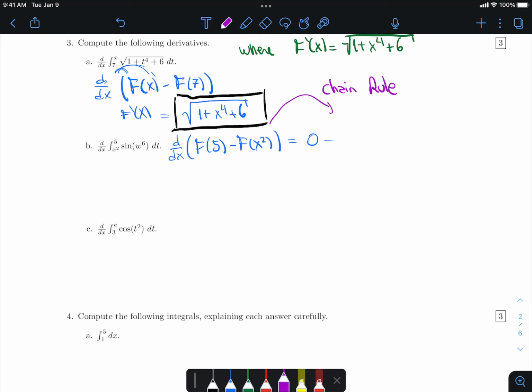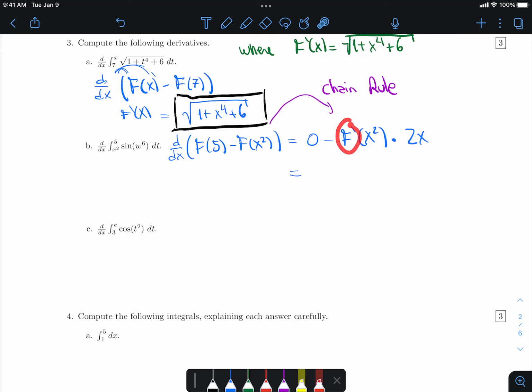So how do I use the chain rule for that? It's the derivative of the outer function applied to the inner function. So f prime of x squared, just derive that one, times the derivative of the inner function. So the derivative of x squared is 2x. So that's what you have.